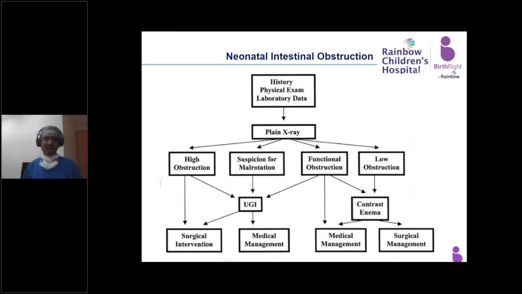If the child has high obstruction or suspicion of malrotation, or if the plain X-ray is not diagnostic, then only we offer an upper GI contrast, in which gastrografin is added, and depending upon the findings, surgical or medical management. On the other hand, in low obstruction, one addition is the contrast enema. I will show you the photographs later on. That will suggest whether the diagnosis is a surgical diagnosis or medical diagnosis in these newborns.